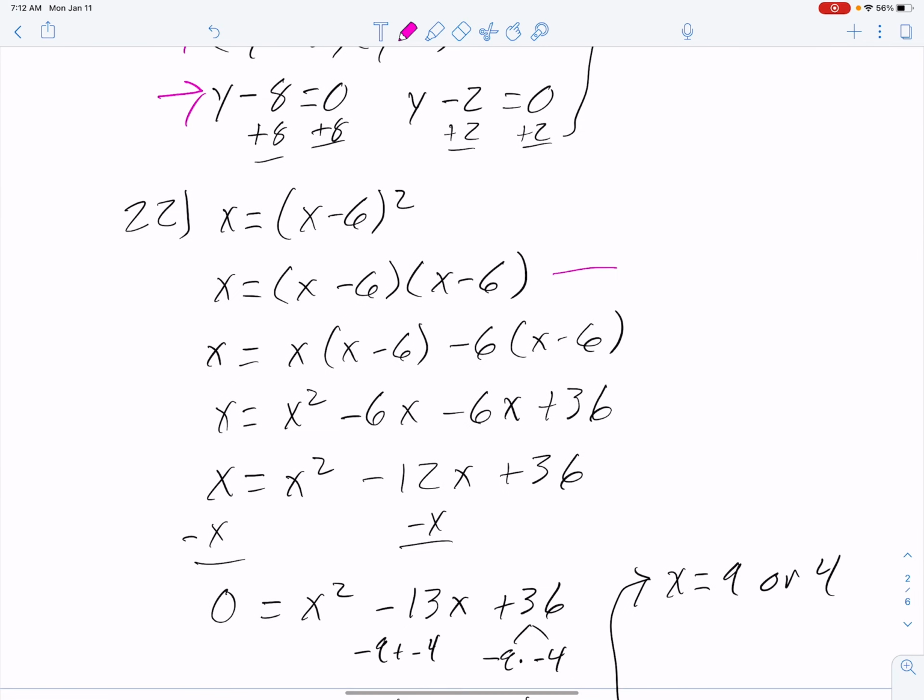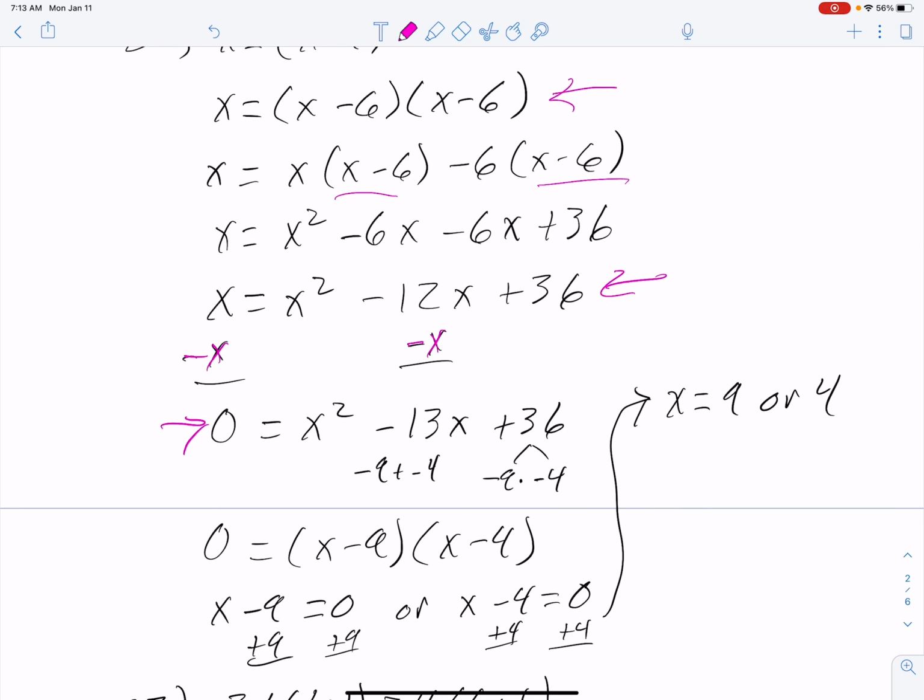Number 22, just like 21, I've got to remember to write x minus 6 twice, not just distribute that square. That's not how it works when we've got addition or subtraction. I set up my multiplication. Again, whether you use my method or use the FOIL method, it's fine with me. Once I finish my multiplication, I need to get my equation equal to 0, so I'm going to subtract x on both sides, and now I'm ready to try and factor.